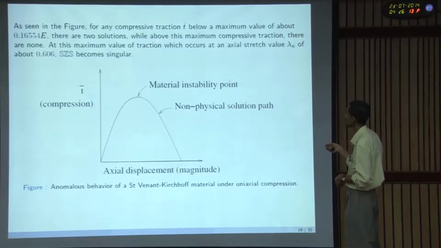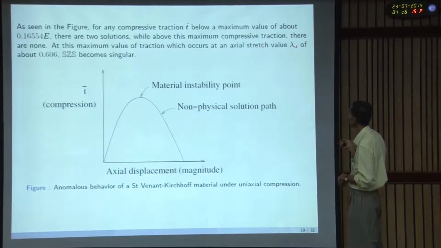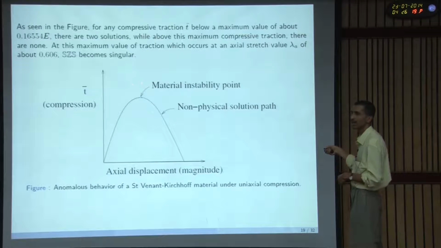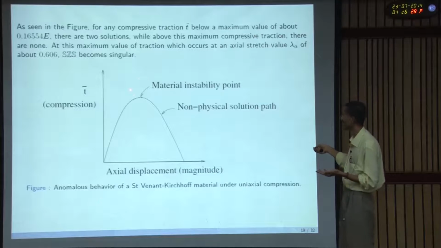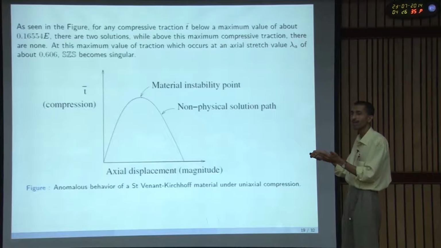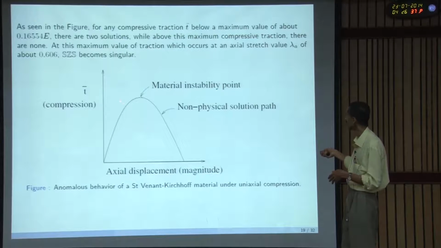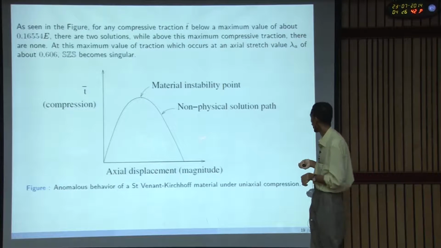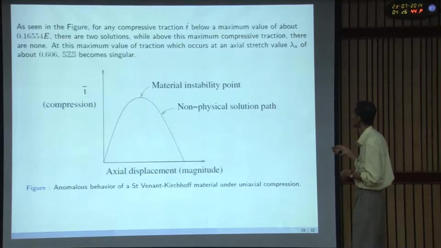There are two solutions, right? While above this maximum there are none, because if I apply something here, your code will not even converge, because there is no path here that goes beyond this particular compressive fraction. So this is the defect that I am talking about. Actually, it should continuously keep going up. For any value of fraction, it should not fail this material model, but this will happen. So this is what we call an anomalous behavior of the Kirchhoff model under this compression here.